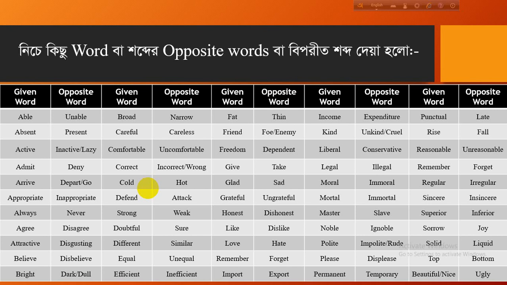Now the first one: able, that would be unable; absent, that would be present; active, that would be inactive or lazy; admit, that would be deny; arrive, we can say depart or go; appropriate, the word is inappropriate; always, never; agree, disagree; attractive, disgusting; believe, disbelieve; bright, dark or dull.